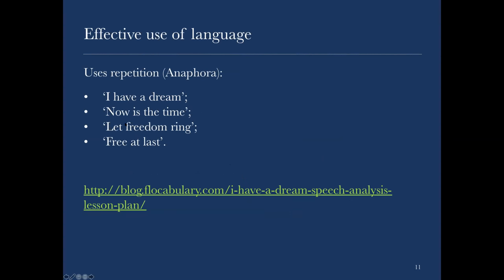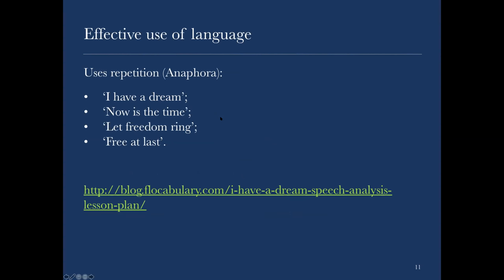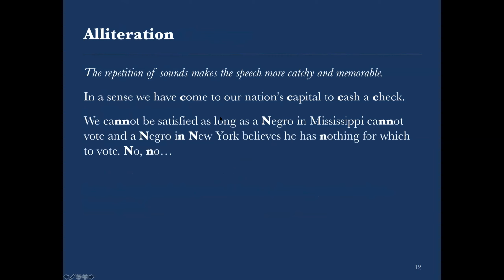And the reputation. I have a dream. Or we call it anaphora. And effective use of language also includes alliteration, which means the repetition of sound. It makes the speech more catchy and memorable. Like this one: in a sense, we have come to our nation's capital to cash a check. And the cash a check, this one, is an analogy, which we have just started.